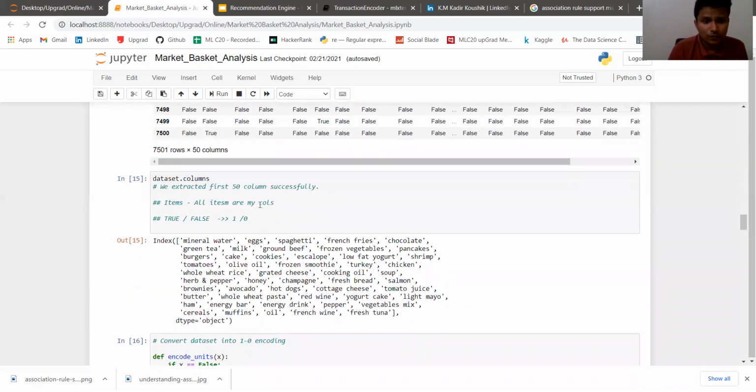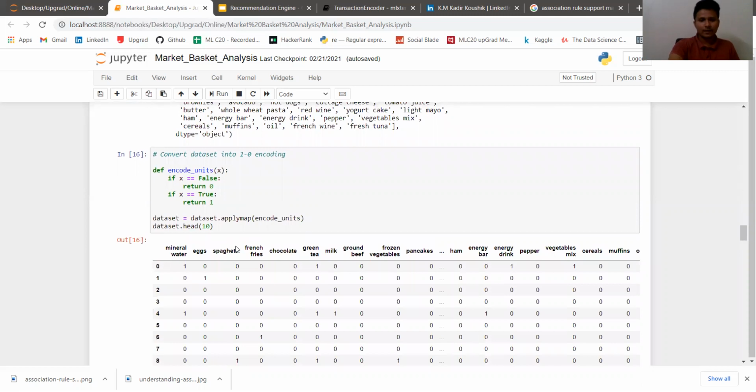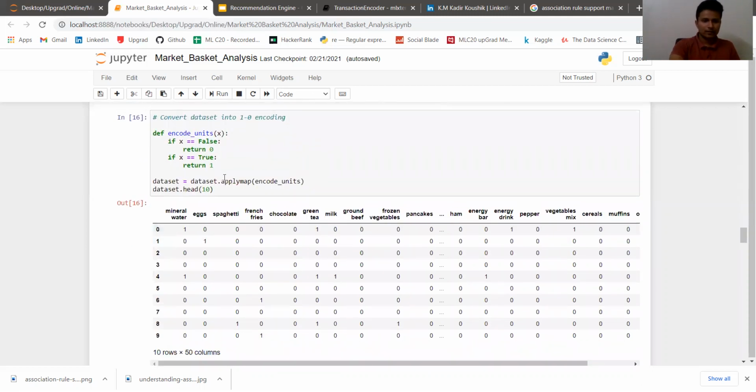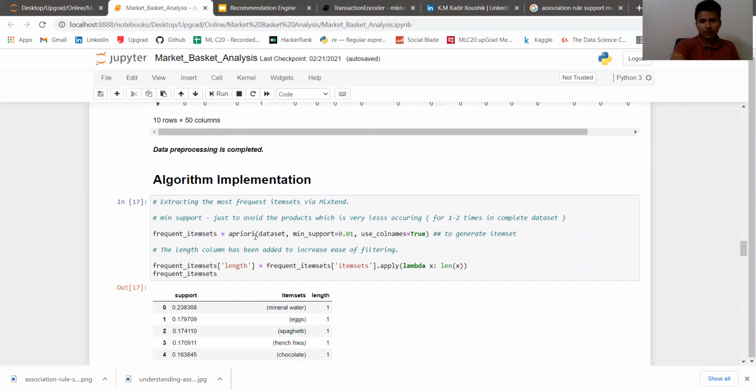Okay, now we have to encode. It's one hot encoding: we have to convert the Boolean items to integer items. Here is a very simple function for one hot encoding, and here you go. And finally, the algorithm implementation. Here we see the apriori algorithm.